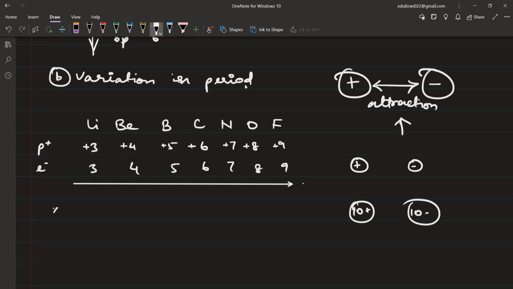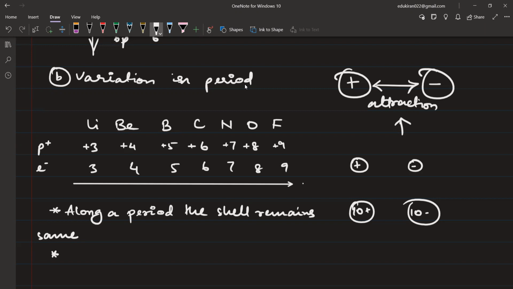Please write. First of all, along a period, the shell remains the same. Next point you will write: but the number of protons increases, right? The number of protons is increasing. Therefore, the Z effective increases, effective nuclear charge increases.